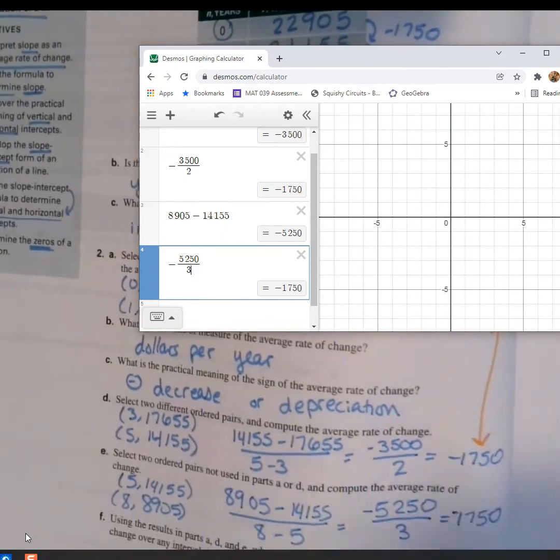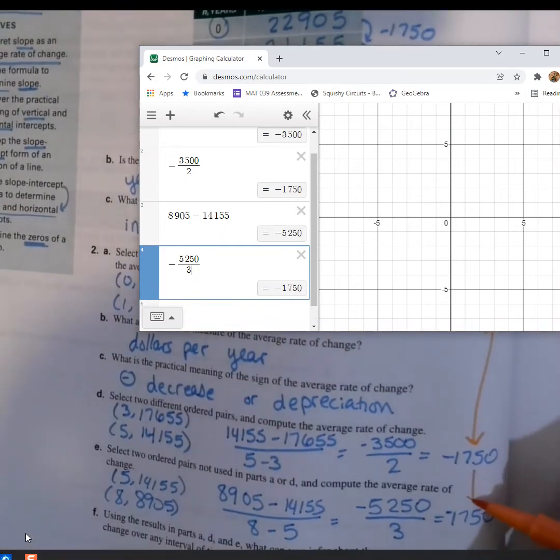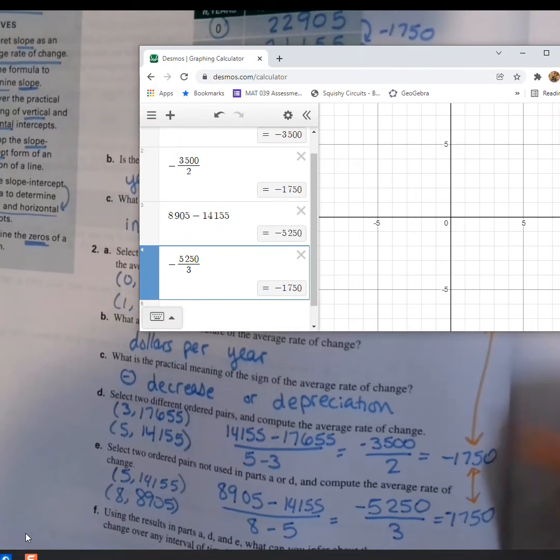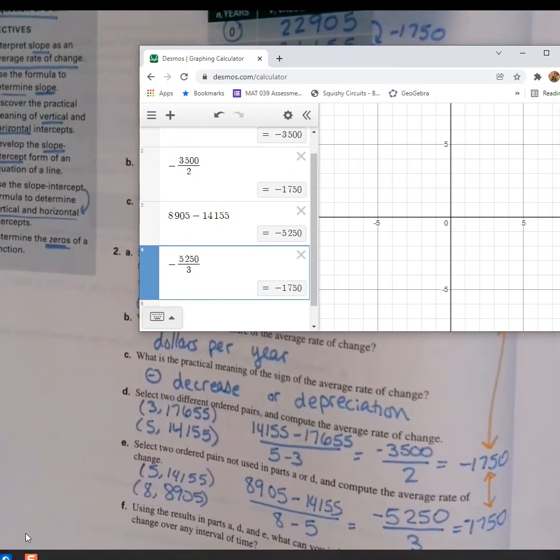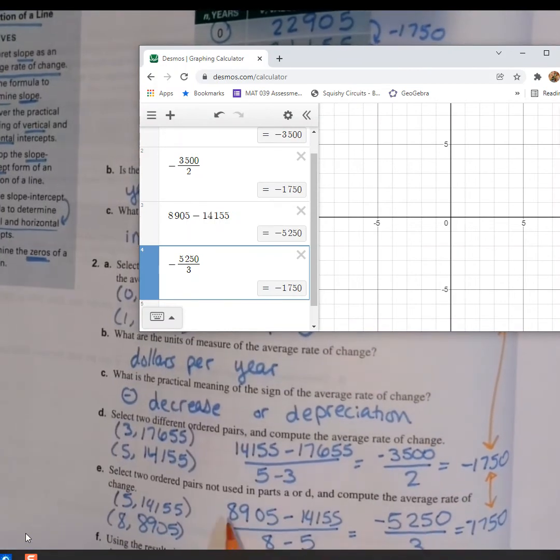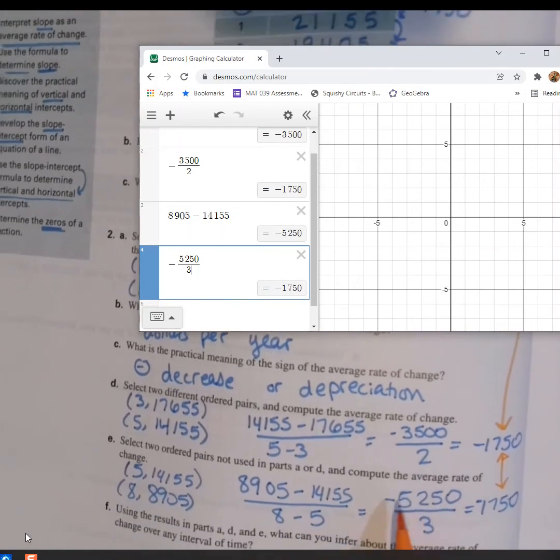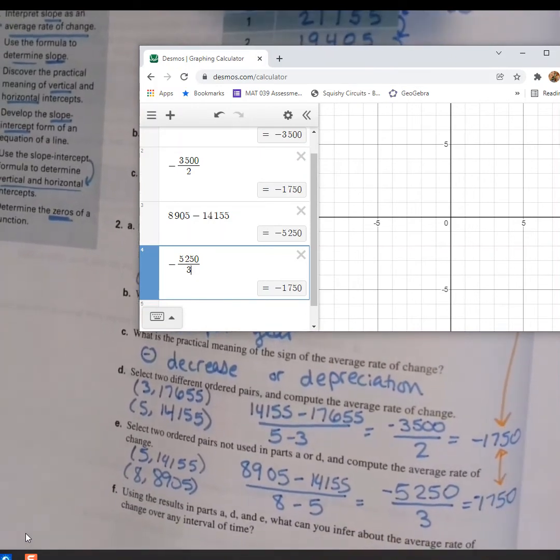So once again, the same answer that we had gotten no matter which of the two ordered pairs we had chosen. The computation came out differently in the intermediate steps, but once we finish the division, we have that same value again.